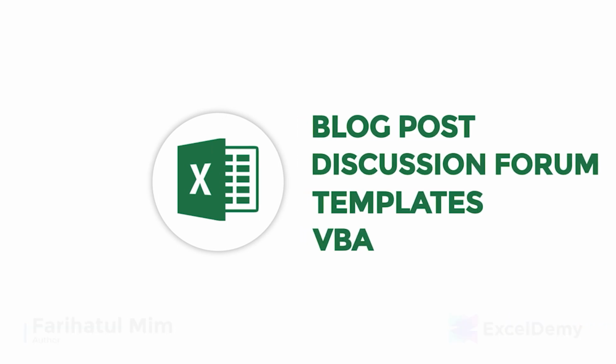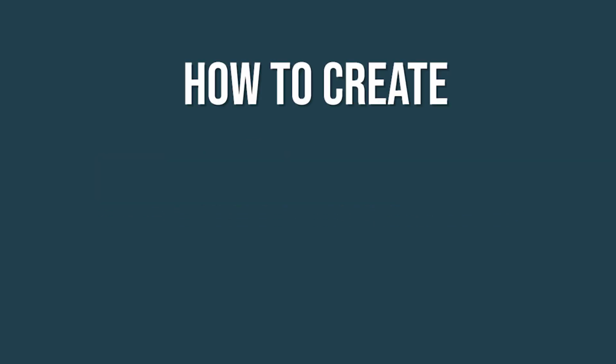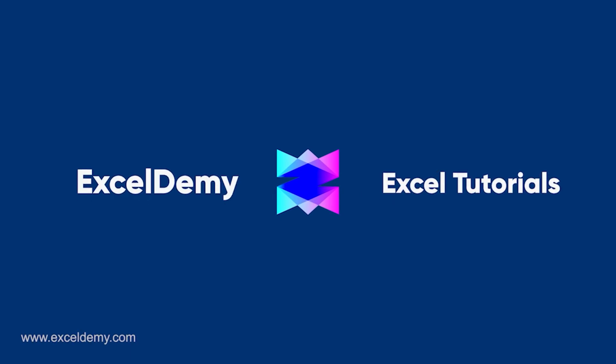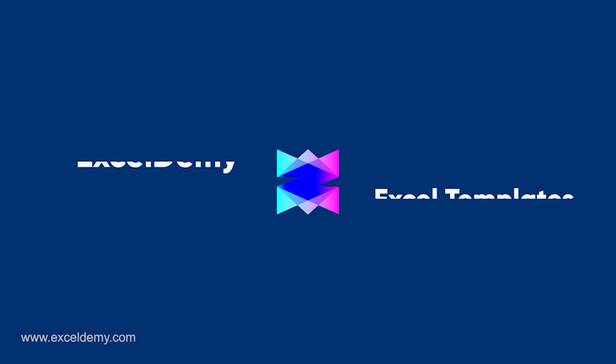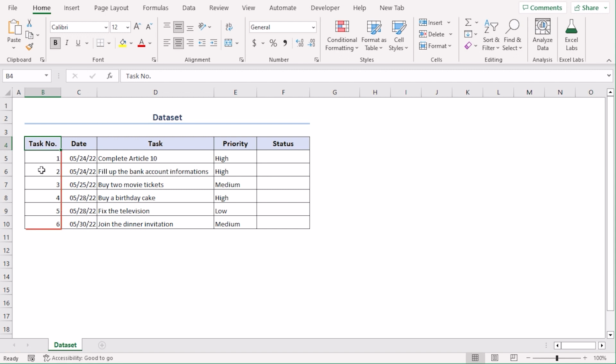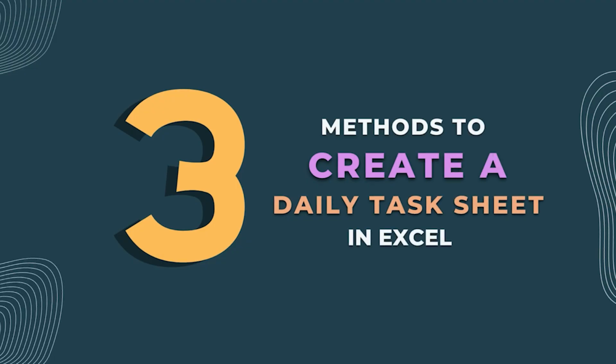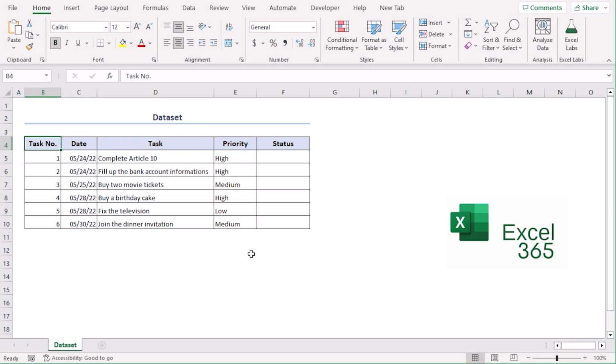Today, our discussion is how to create a daily task sheet in Excel. Here is a dataset with 6 tasks with their priority levels mentioned. Now we can mark instantly or visually through 3 methods. We will show them to you using Excel 365. You can use other available Excel versions as well. Let's get down to the video.